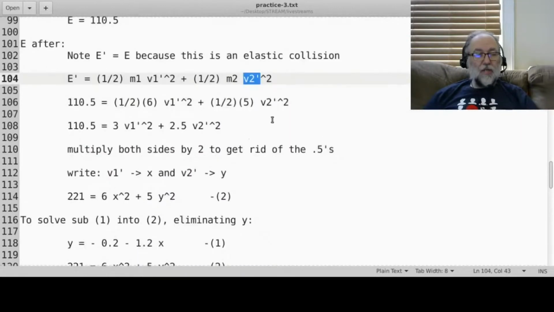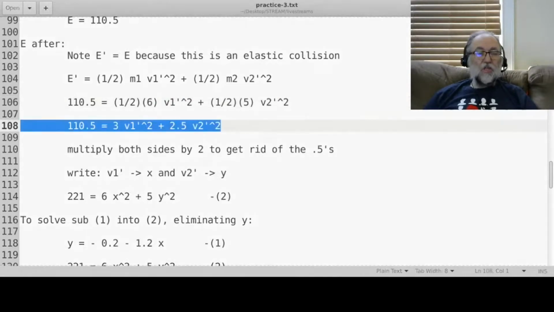Now substituting in the numbers, we know the masses and we know the energy, 110.5. What we don't know are the velocities there and there. So this equation reduces down to that.